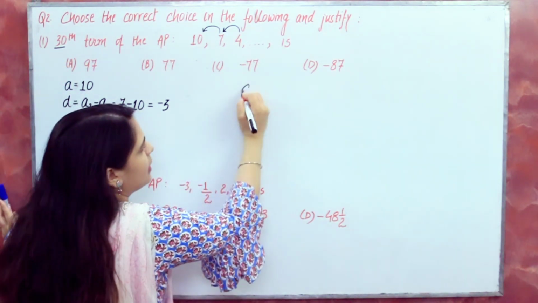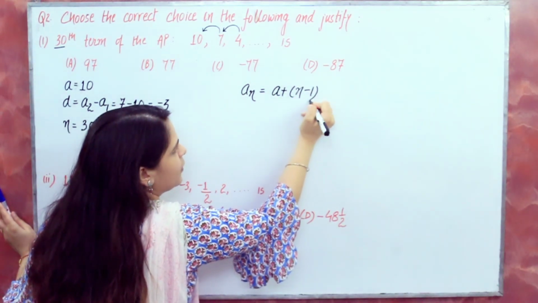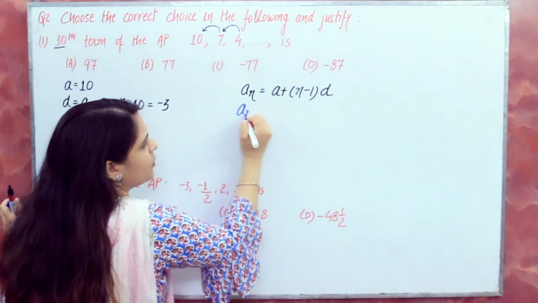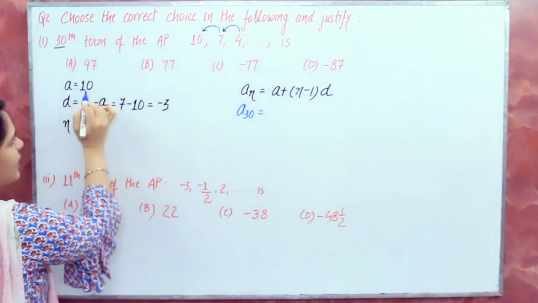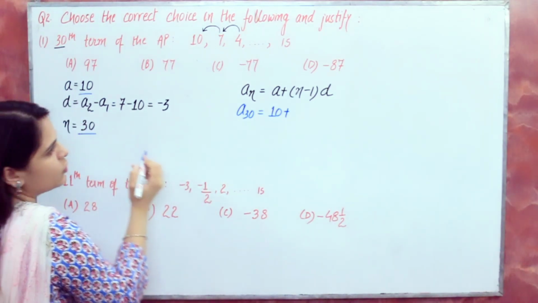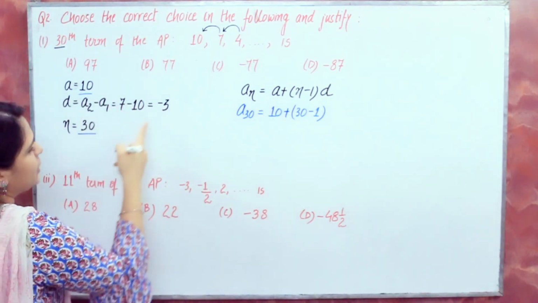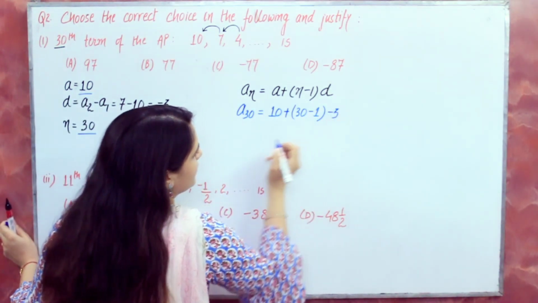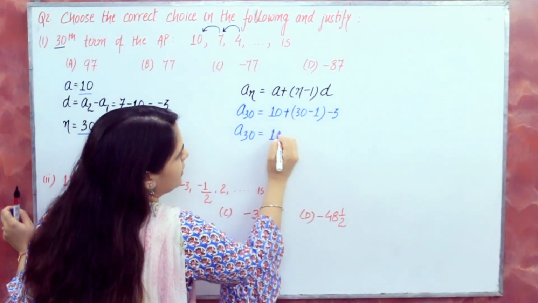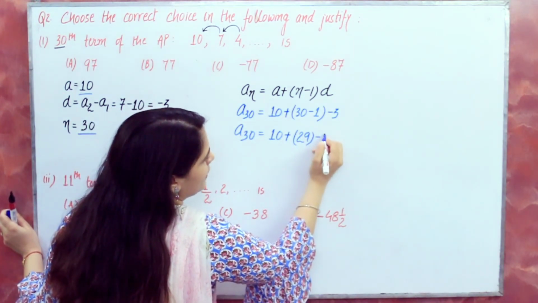Now we will use the formula an is equal to a plus n minus 1 times d. In this case you have to find the 30th term. So a30 is equal to, the value of a is equal to 10, the value of n is equal to 30, and the value of d is equal to minus 3. a30 is equal to 10 plus, this will be 29 times minus 3.